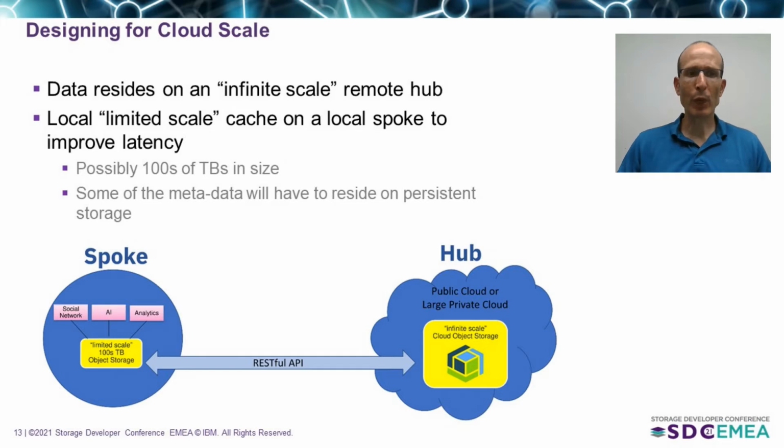In addition to the hub, we have spokes, where a spoke might be running in a branch office, and this is where the actual work using the data takes place. A spoke contains a local, limited scale cache whose purpose is to improve the access latency to the data. While the cache on a spoke is limited, it can still be fairly large. Hundreds of terabytes, for example. With a cache this big, we may not be able to fit the entire metadata in memory, and we will need to store at least some of it on persistent storage.